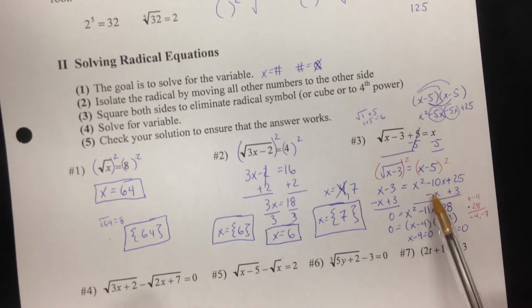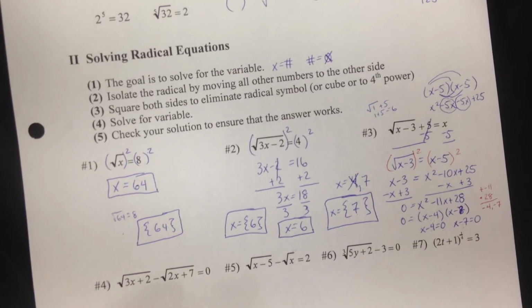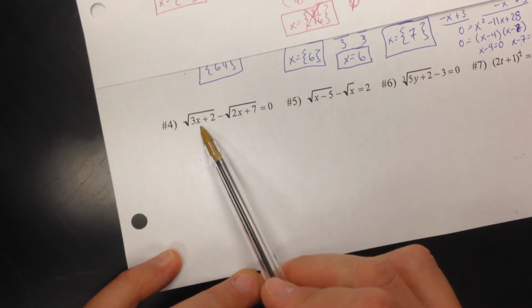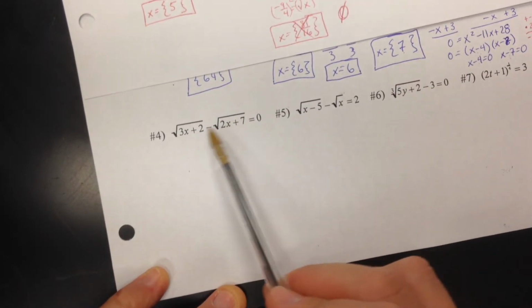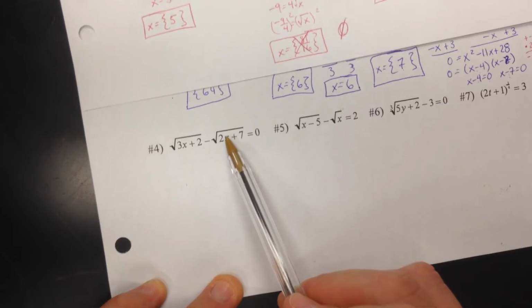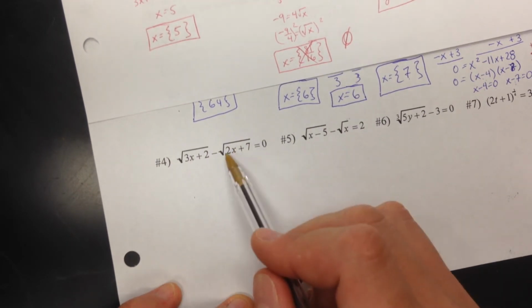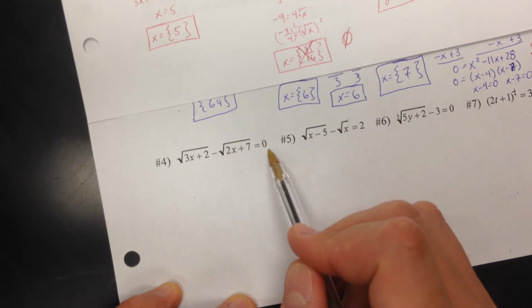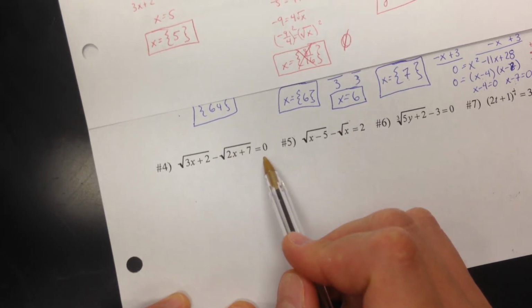Okay, so some of these you're going to end up having to factor. You have to be very careful. Go step by step as you do this, and it'll work itself out for you. All right, so now on the bottom here, let's take number 4. You have two radicals, and they're both on the same side. That's not a good situation. What we'll do, let's move this negative square root 2x plus 7 to the right side. We're going to add it to both sides.